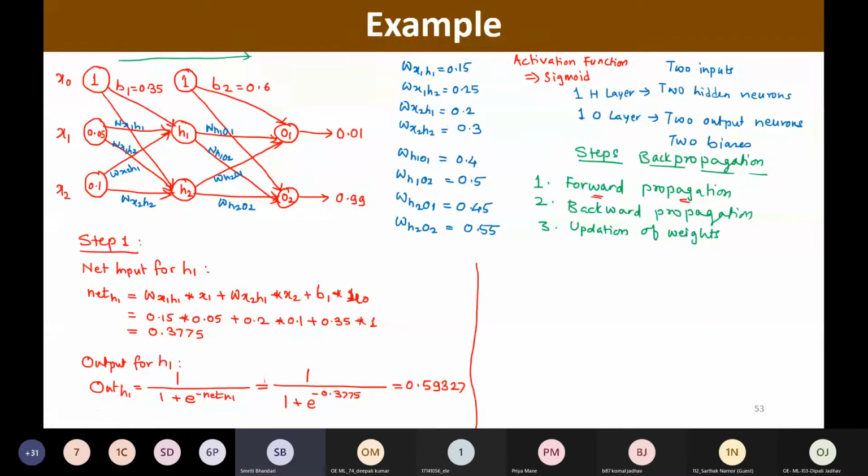Under this step number 1, we have computed for this hidden neuron H1. So similarly, we need to compute the net input for H2 and the output of H2 on similar lines. Is it possible to do? Yes or no?